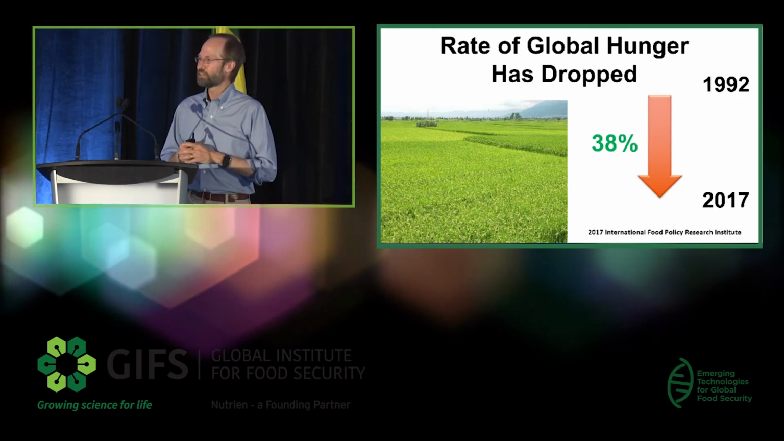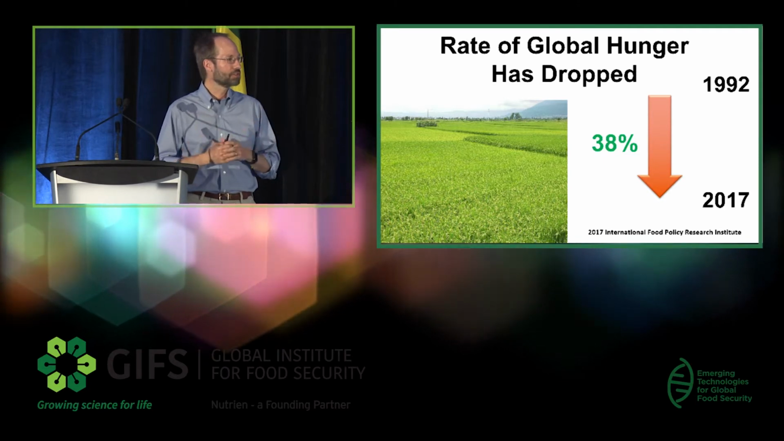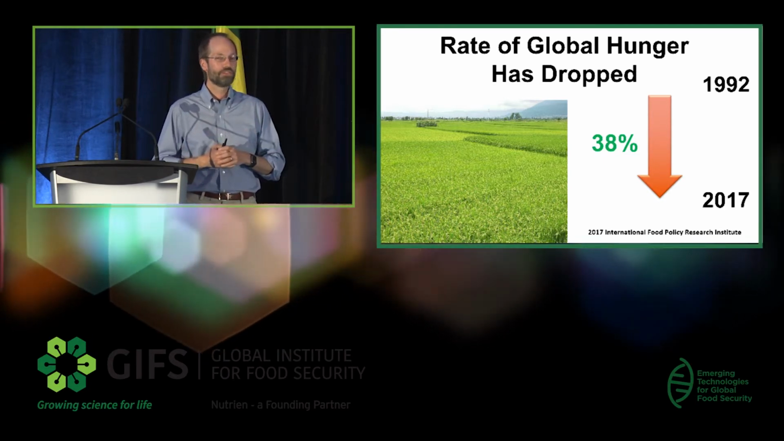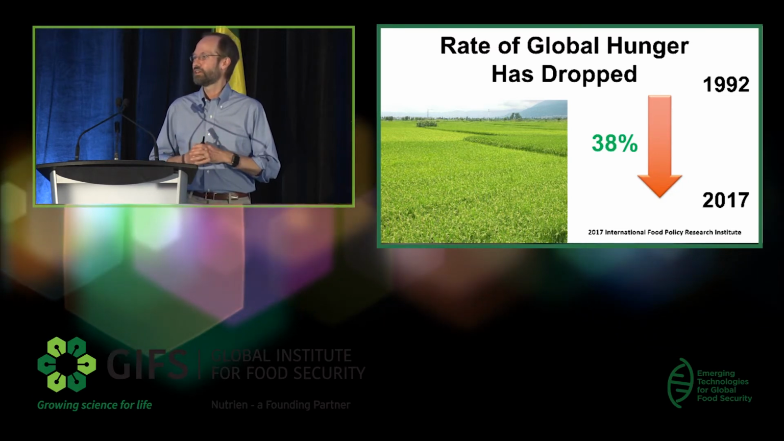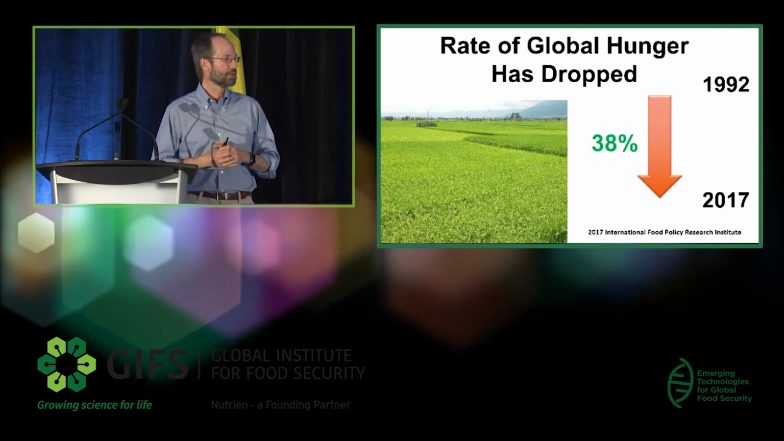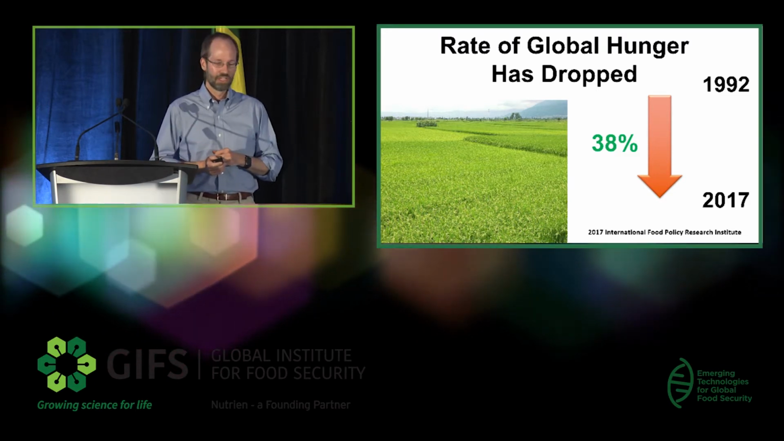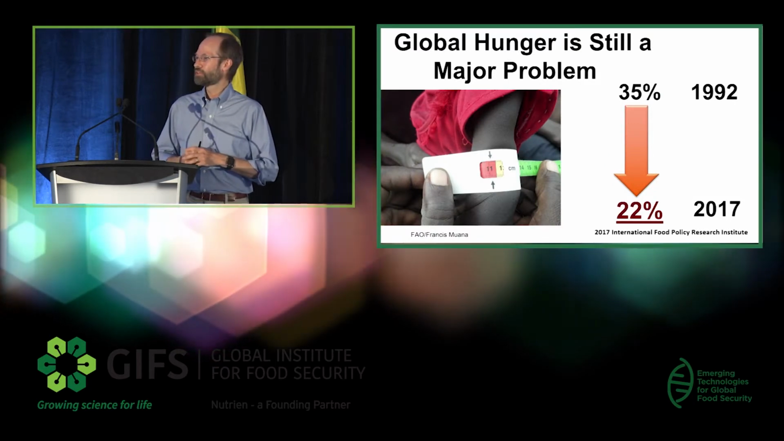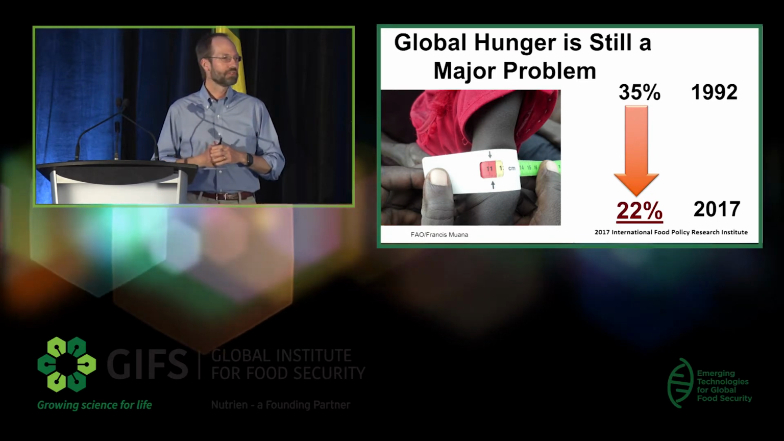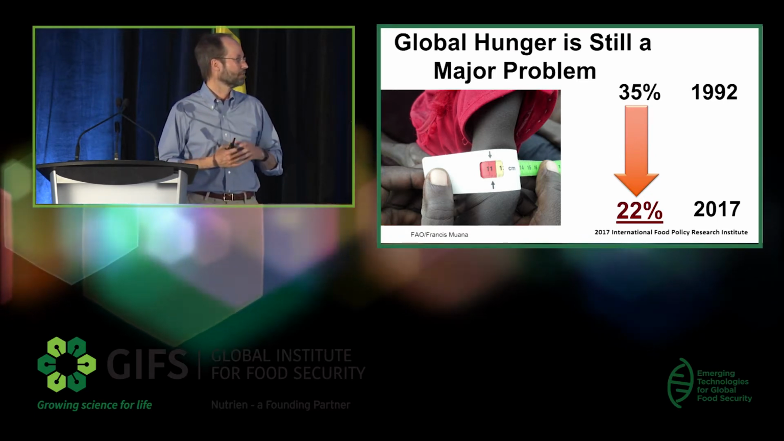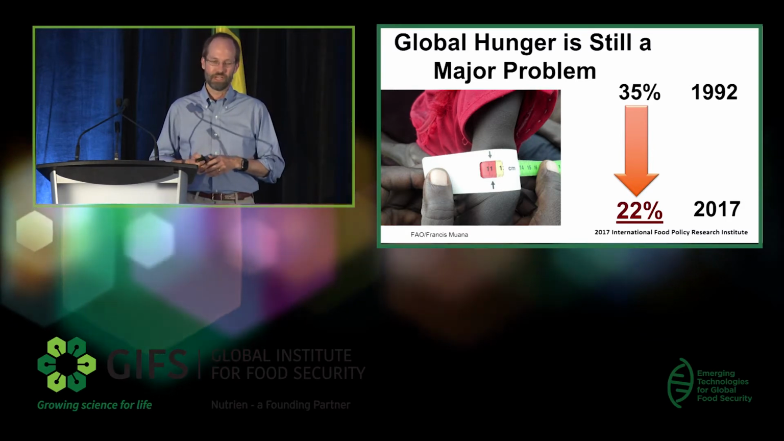So we've already talked about this in a larger context, but I want to highlight that there's some good news about us trying to feed the world. The first one is that global hunger has dropped by 38% over the last 25 years. And so that's an incredible accomplishment due to people all around the world working very hard to make that happen. But the problem is still 22% of the globe's population is hungry. And so that's a little over 1 billion people who are hungry every day. And so we need to do better than where we're at right now.